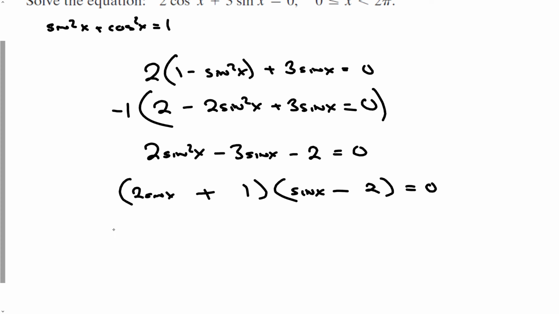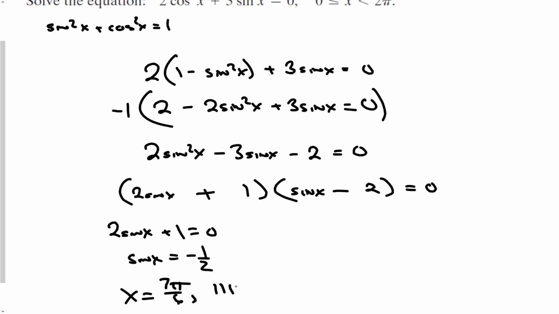Okay, setting them both equal to 0 gives me that the sine of x is equal to -1/2. And we have solved that part a few times already. And it is third quadrant, fourth quadrant. So that's 7 pi over 6 and 11 pi over 6.